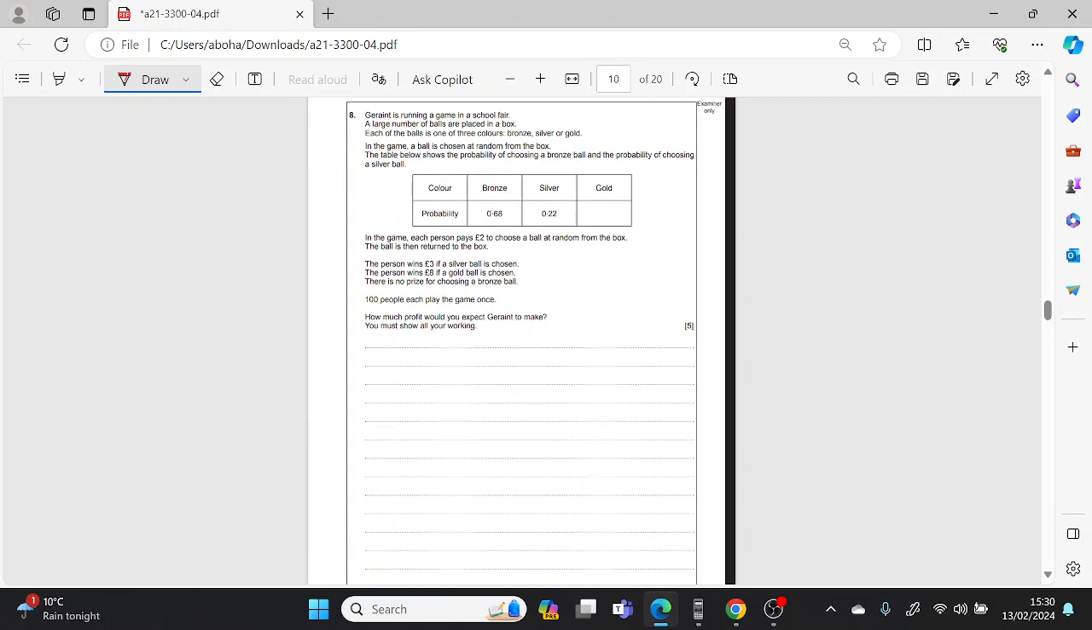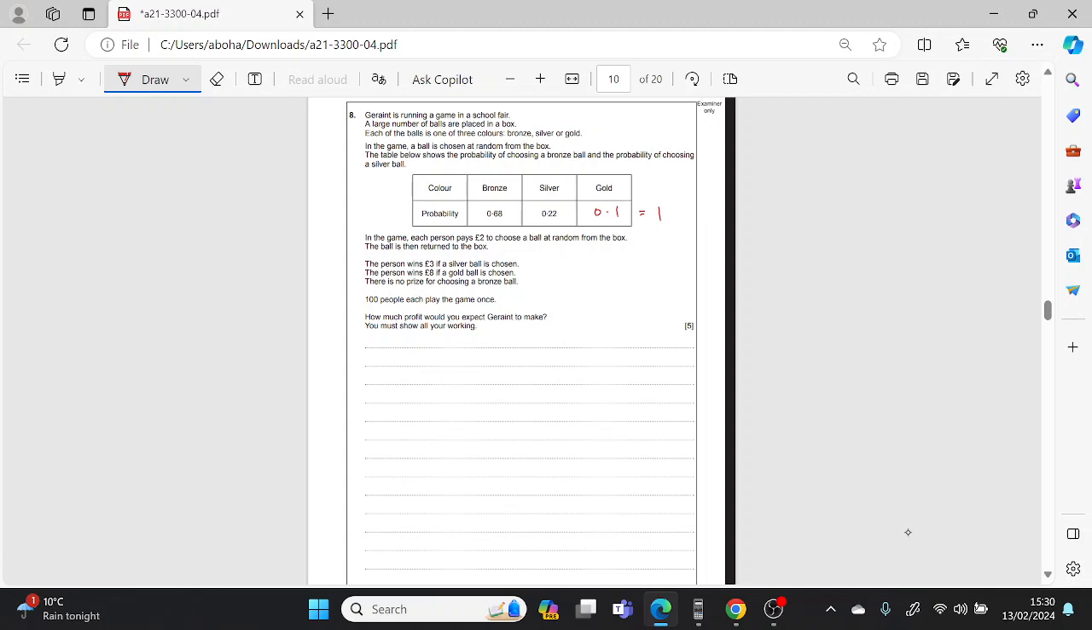So Geraint is running a game in a school fair. So it's the probability of just choosing a ball, I would assume. Well, straight away, we know this has got to add up to 1. So that gold must be 0.1.